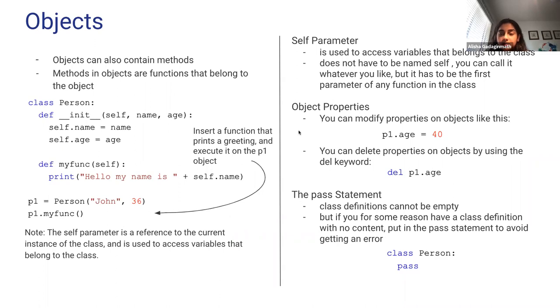And then object properties, you can modify properties of an object by assigning them to different values, and you can also delete properties by using the del keyword. And the pass statement, you can use it if you have a class definition without content, but since you don't want the class definition to be empty, you would use the pass statement to avoid getting an error.